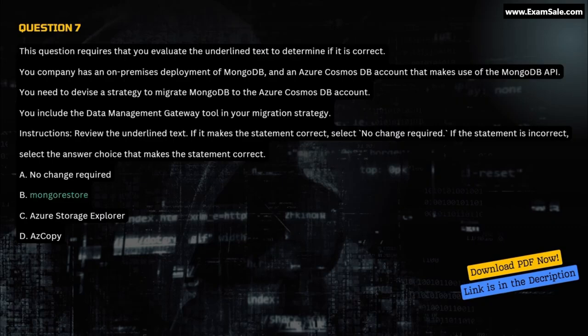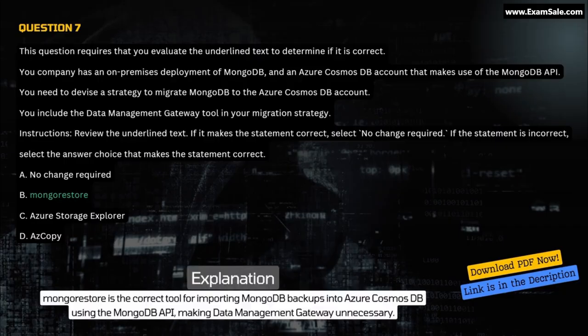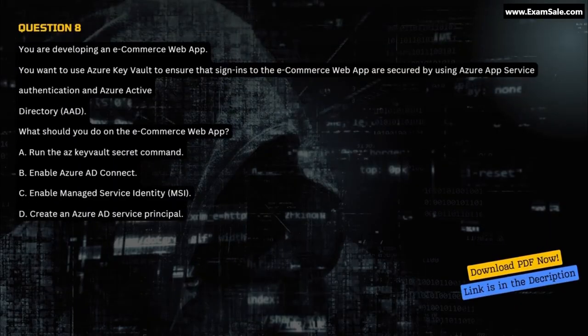MongoStore. Explanation. MongoStore is the correct tool for importing MongoDB backups into Azure Cosmos DB using the MongoDB API, making Data Management Gateway unnecessary.